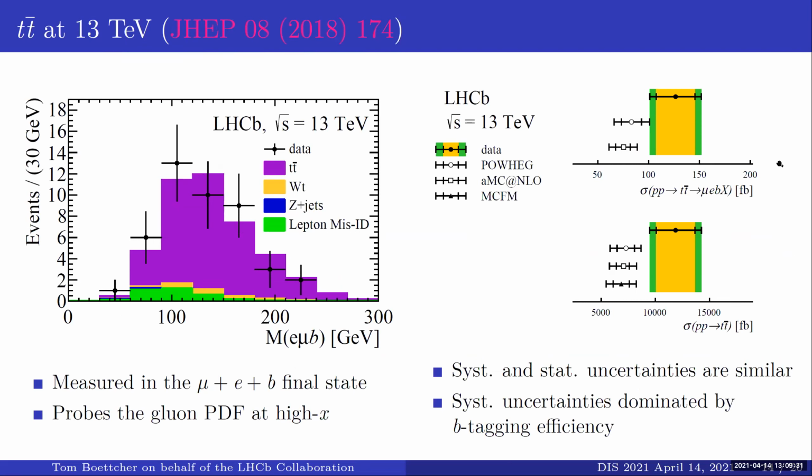This top panel shows the cross-section in LHCb acceptance, and the bottom panel shows the cross-section extrapolated to the full phase space. In these results, the systematic and statistical uncertainties are comparable, and the systematics are dominated by our b-jet tagging efficiency.